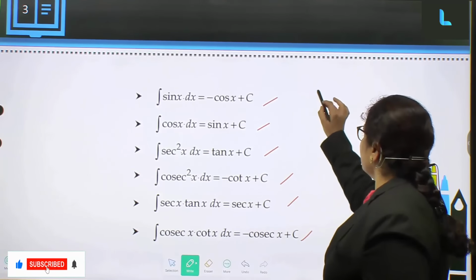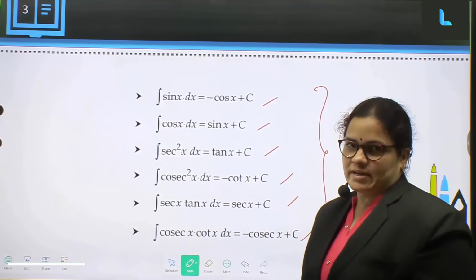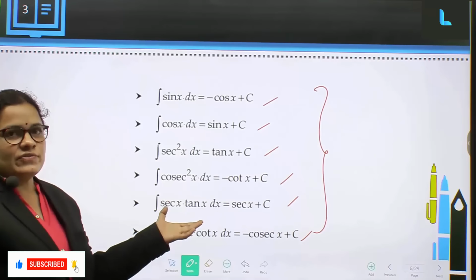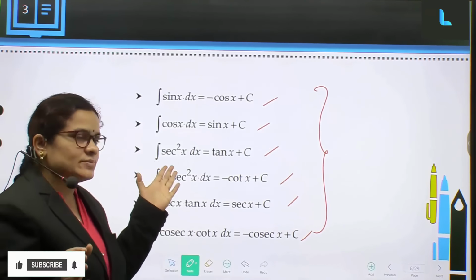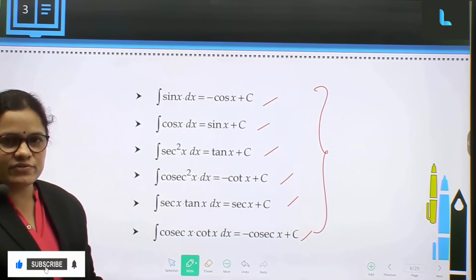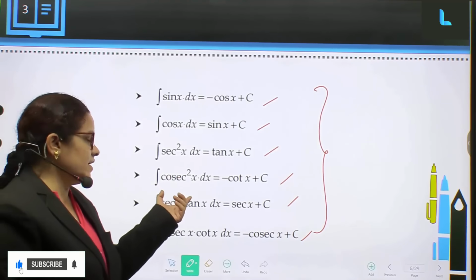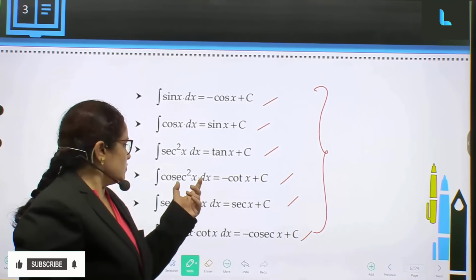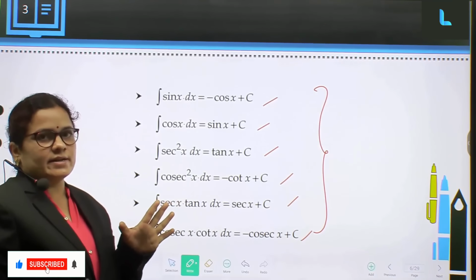So these are the integrals of trigonometric functions. We should remember these standard integrals of trigonometric functions, the formulas also. These are very easy, and we should solve problems by using these standard integrals.